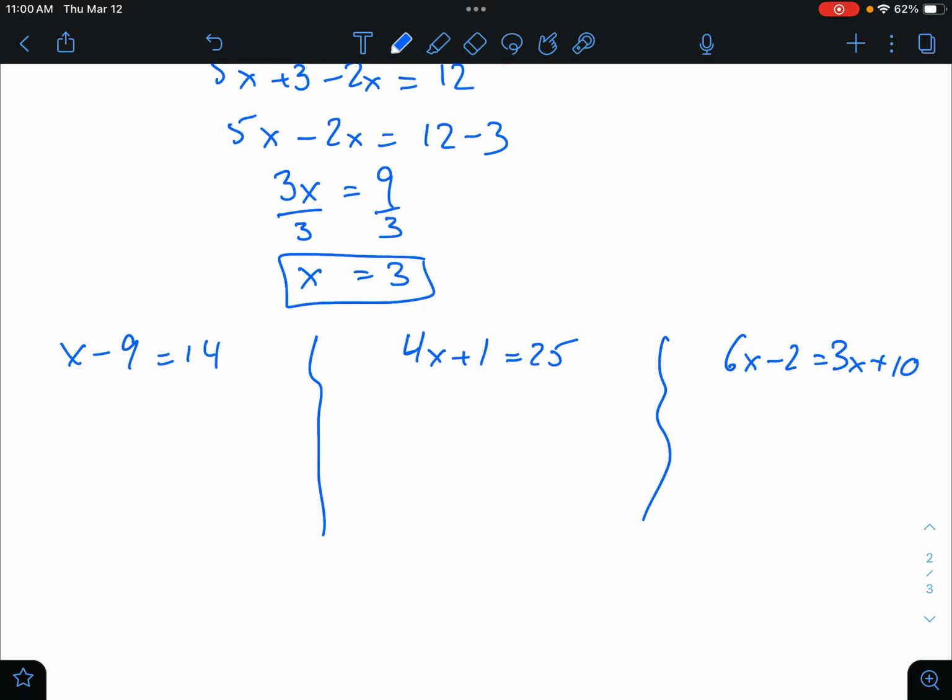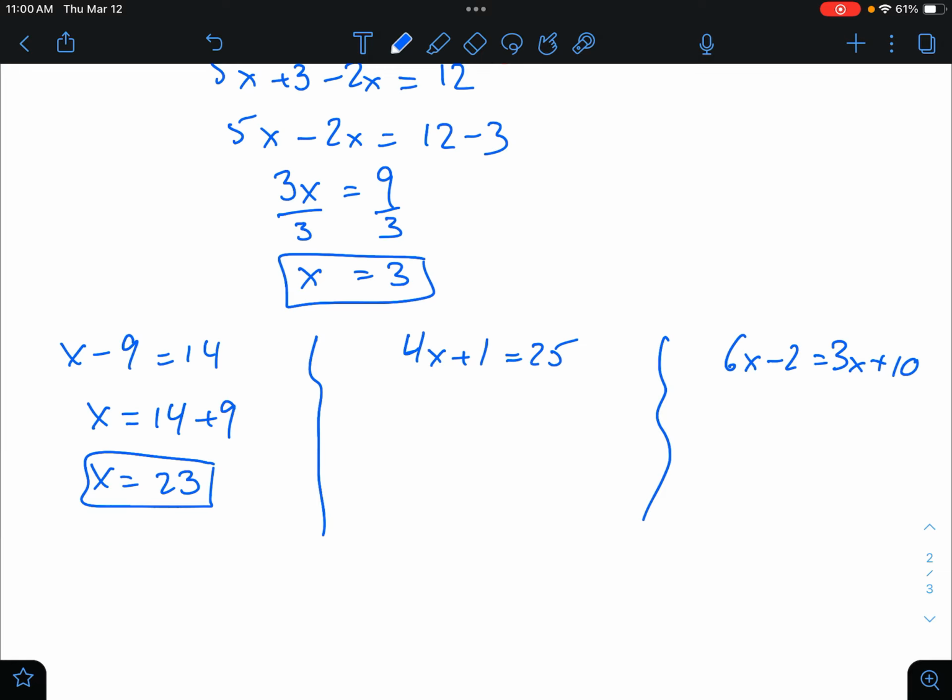Okay, so let's do the first one here. So the first one I'm going to do is add 9 to both sides. And I'm going to end up with x equals 14 plus 9 when I do that. And your answer should end up being 23. There's the first one. Okay, 14 plus 9 is going to be 23.